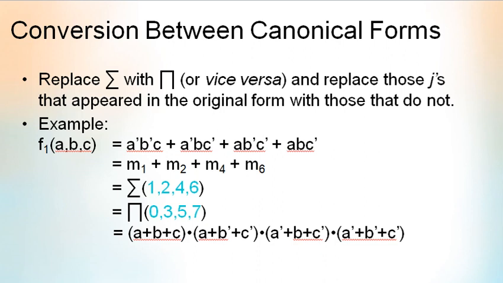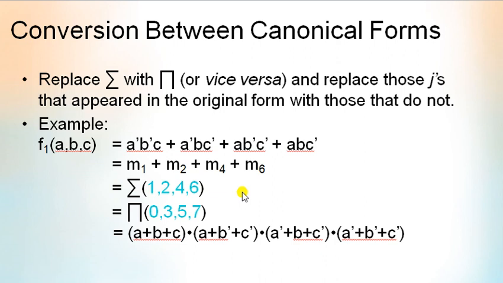Using the above said law, we can convert these canonical forms from SOP to POS and vice versa. For example, f of ABC is equal to a dash b dash c plus a dash b c dash plus a b dash c dash plus a b c dash. From the truth table, we get M1 plus M2 plus M4 plus M6 in terms of minterms, and it is also represented as sum of 1, 2, 4, 6.